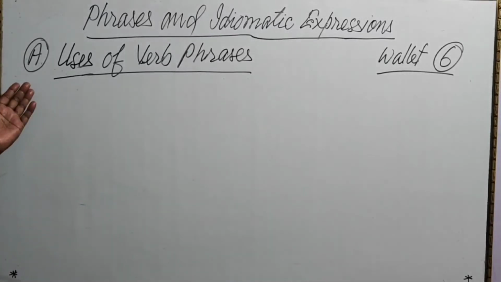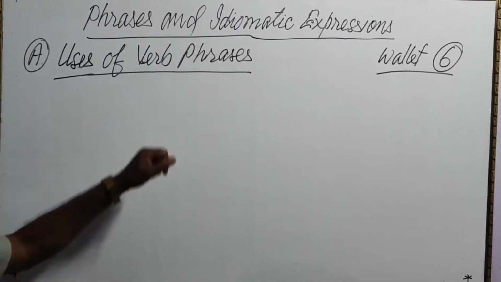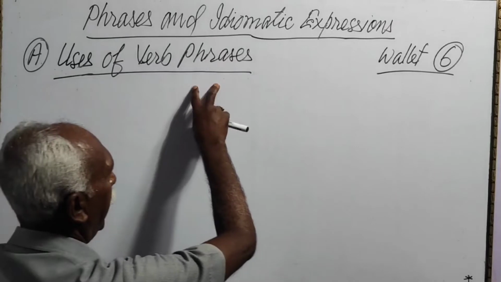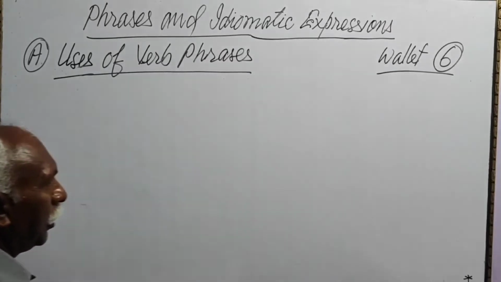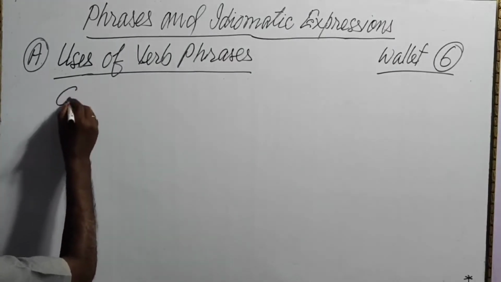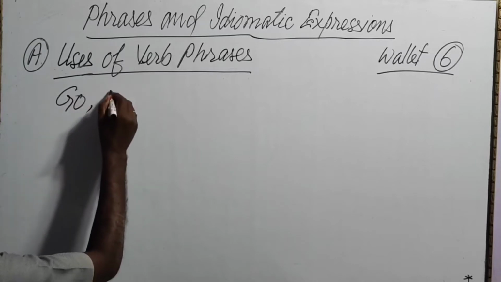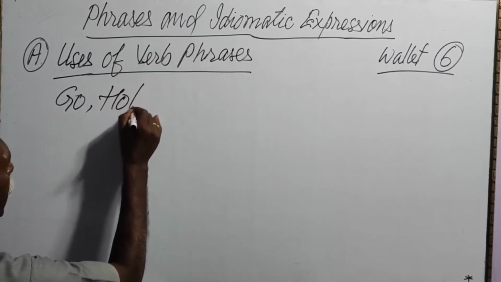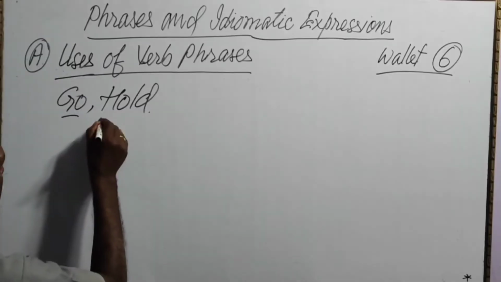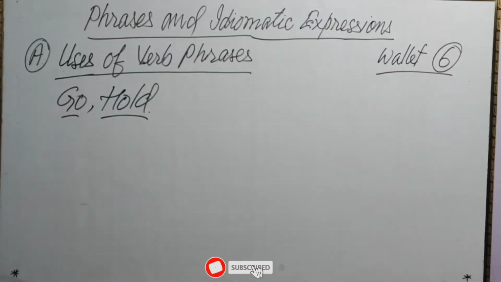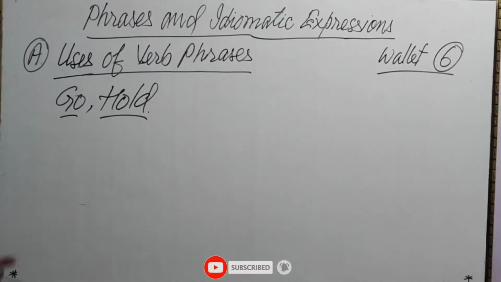Under this topic, A, the uses of verb phrases. I have taken here two verbs, go and hold: two base verbs, two principal verbs. From these we will see and understand the phrases.